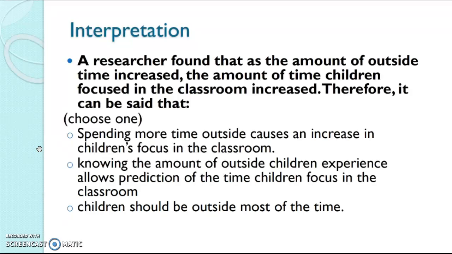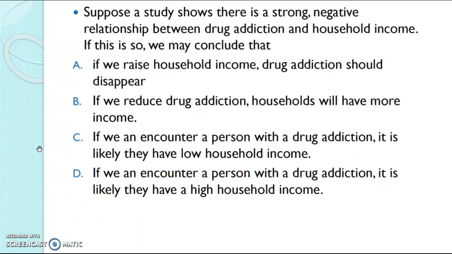Okay, so it is B. Correlation lets us use this term prediction. If there's a really strong correlation and we know how much time children are outside, we can predict how much time they're going to focus. But we don't know that it's causal. We don't have enough information to get at cause and effect. And the third one is a normative statement. We're not interested in that in research. We're interested in things that we can test empirically and that don't carry a value judgment.